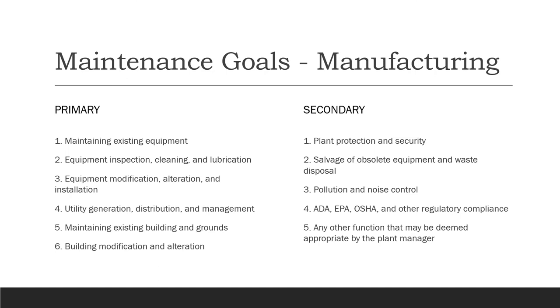For manufacturing, we have maintenance goals. Why do we do maintenance in manufacturing? Because we want to satisfy primary and secondary goals. The very first one is we want to keep our equipment, a component of the system, in good condition. So we maintain them. We do inspection, clean, and lubricate the equipment. We also modify, alter, and do some installation.